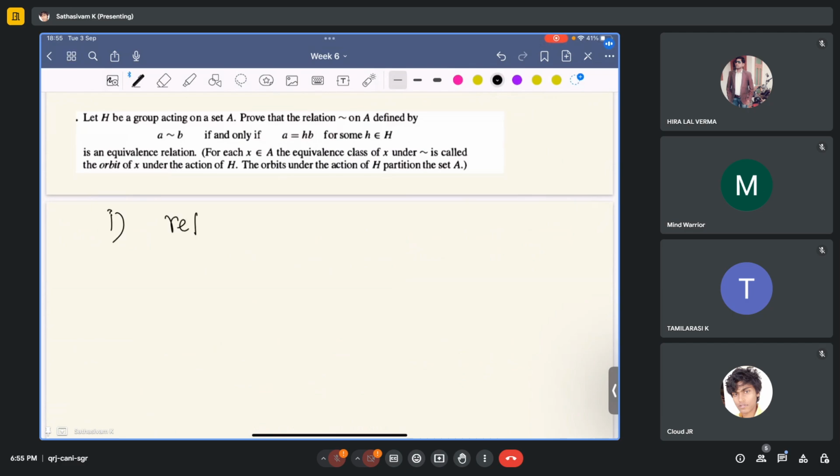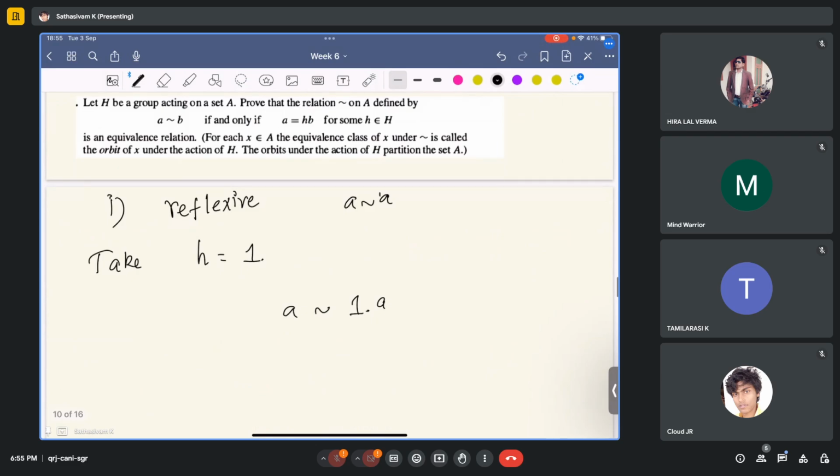First property, let's do the reflexive. What we want to prove is A is related to A, right? So we want to find some H such that A equals HB. We want to write it like this. So what H can you take? You take H as the identity. Then A is equal to 1 times A, because we know that 1 times A is A, right? That is one of the properties of a group action.